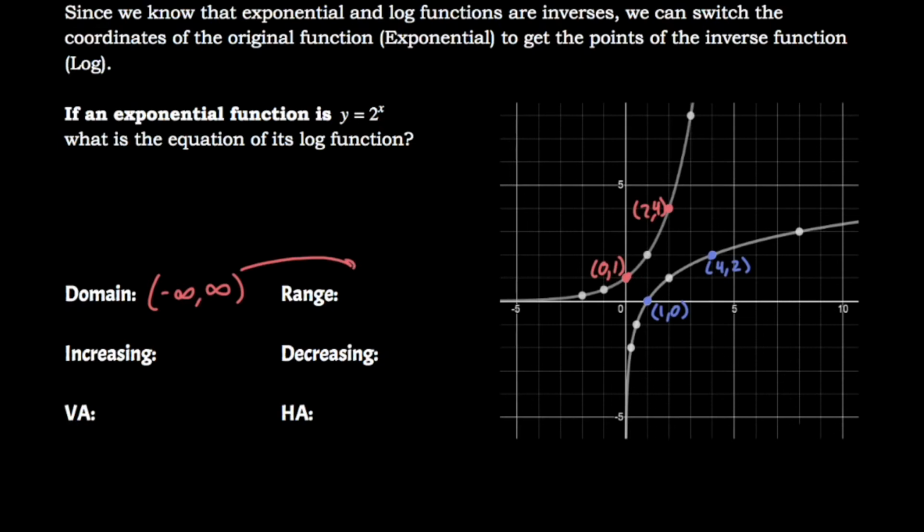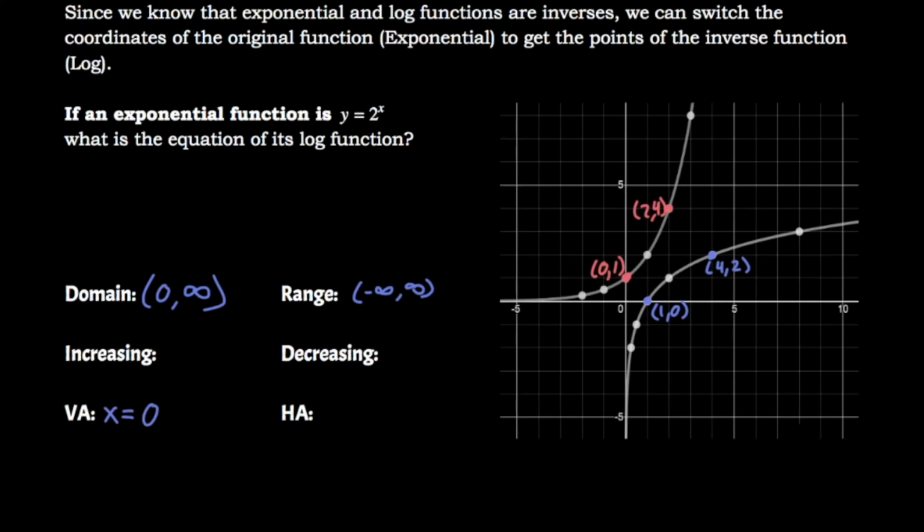But for a log function, that's actually the range. And for that exponential function, the range was all these y values that were greater than 0. That becomes the domain of the log function. It's the x values that are all greater than 0. And we put parentheses here because we can't include 0 since it has this vertical asymptote at x equals 0. It's never going to hit that x value. So the equation for the vertical asymptote is x equals 0.